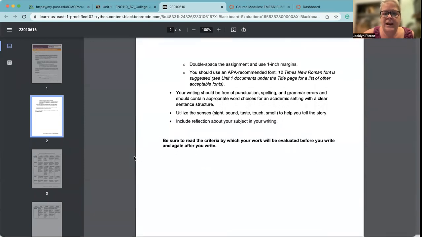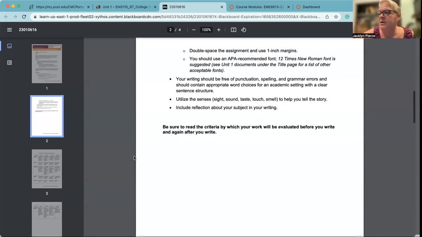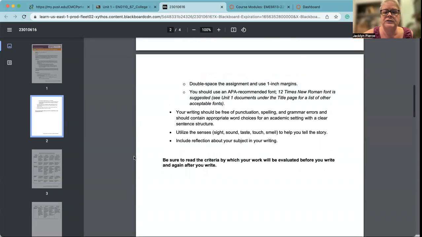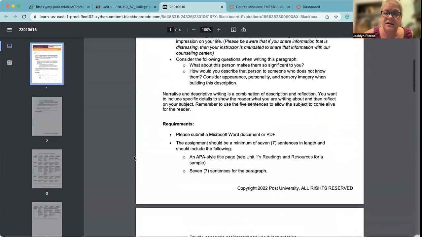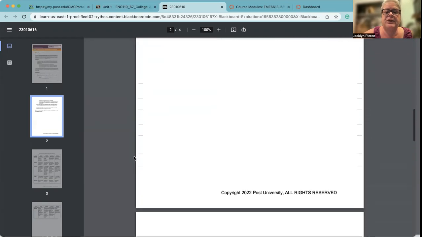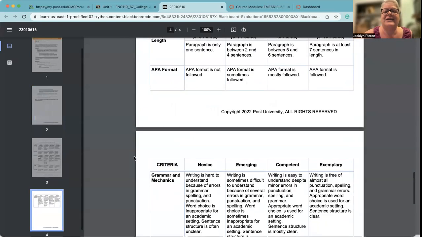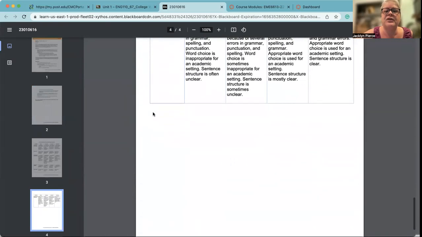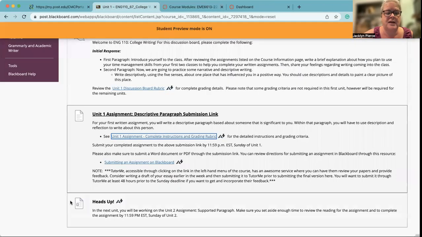When you are writing for college, you typically will not use first person, but this one is about a person that you know. So it will be written in first person, but you'll notice when we get to the next one, that kind of goes away. All right, so those are the requirements for the assignment.